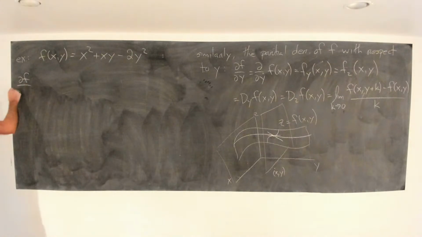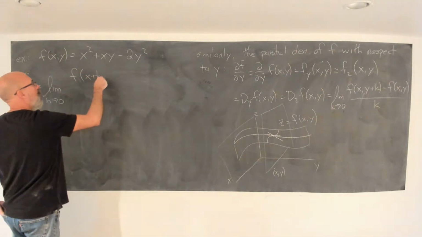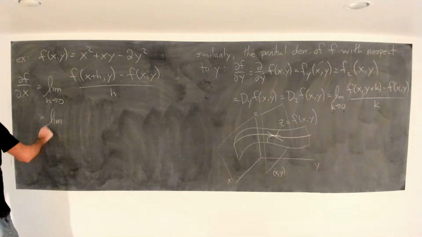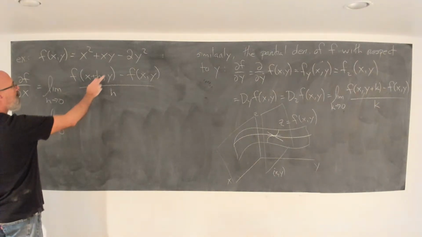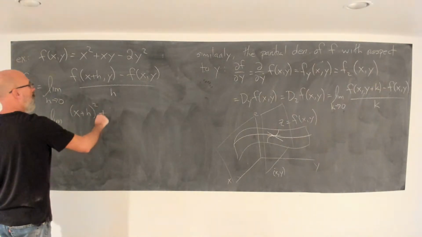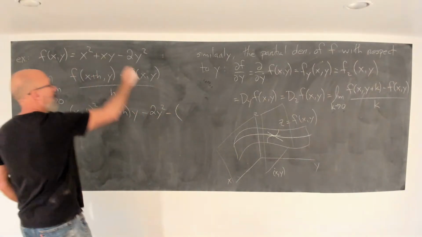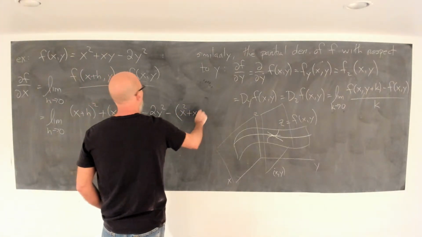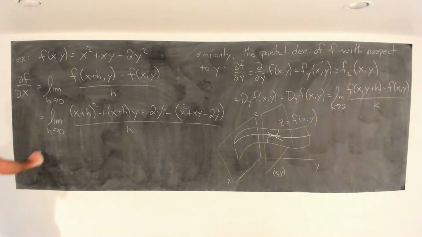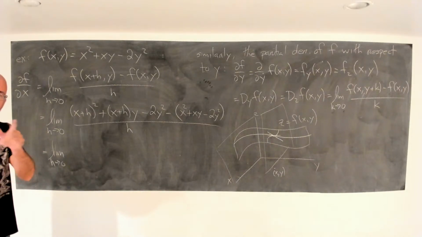Let's consider the partial derivative of f with respect to x. By definition, this is f of x plus h, y minus f of x, y, all over h. Let's evaluate that and see what happens. Everywhere you see an x, you replace it with x plus h, and the y's remain. So that is f of x plus h, y, minus f of x, y, the original, all over h. Expand all of this. Or let's not expand and let's be smart.